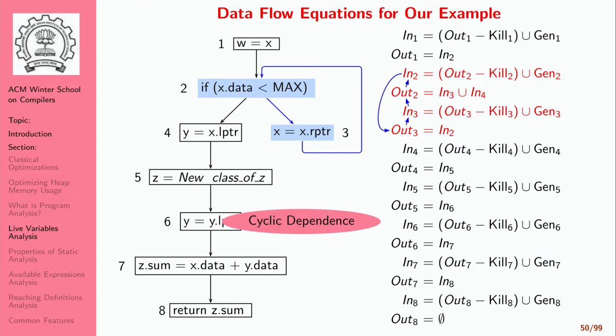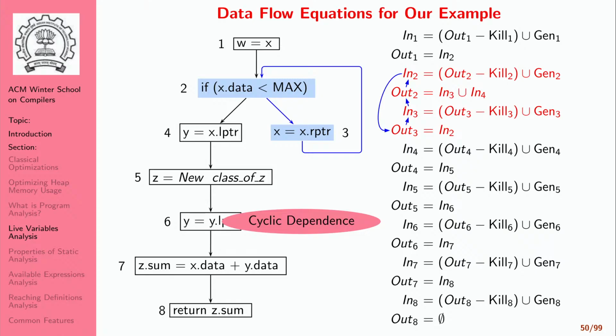But when we reach here, we don't know anything about in of 2. So we have to assume something. We assume an initial value, and in this case, the initial conservative value is an empty set. So we proceed with an empty set, we compute, and then we get some set at in. We have to substitute it here and once again recompute this part. We have to keep recomputing, we have to keep refining these sets until these sets converge, right? There is a cyclic dependency.